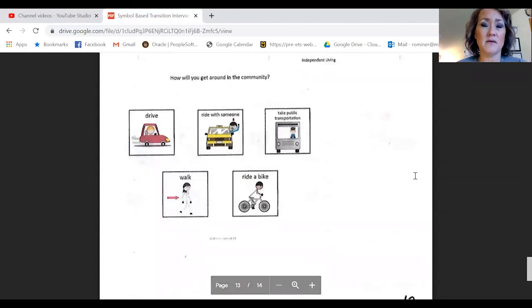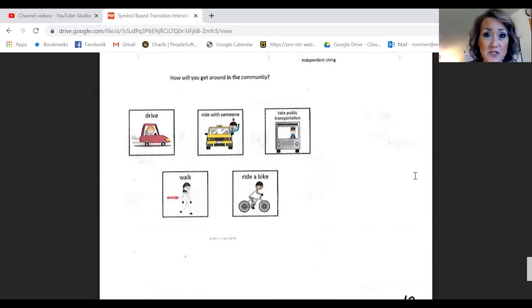How will you get around in the community? Will you drive? Will you ride with somebody? Will you take public transportation? Will you walk? Or will you ride a bike? These are all really important things, especially where we live, because we don't have public transportation in this region very much. And if the student doesn't drive, they need to figure out how they're going to get from home to work. Sometimes it could be walking or riding a bike if it's safe.